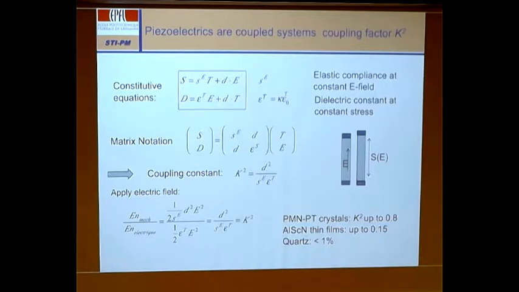So you have these variables, or this matrix times this matrix. And then you have the coupling constant. The coupling constant in such a system is like in quantum mechanics. It's always the square of the off-diagonal element over the product of the diagonal elements. So this is the coupling constant.